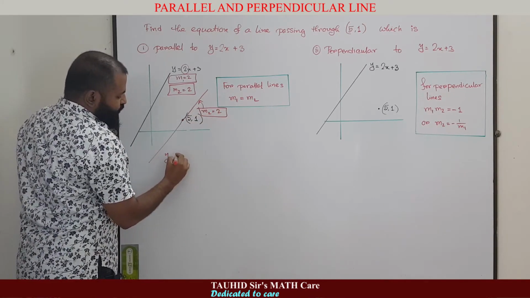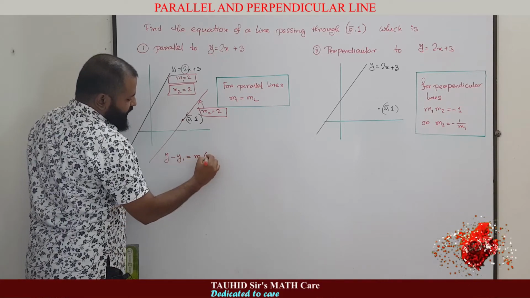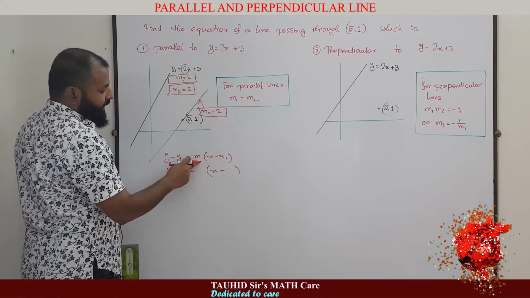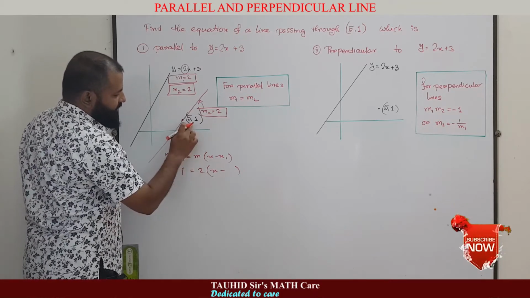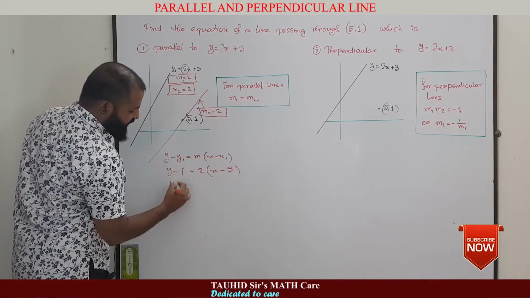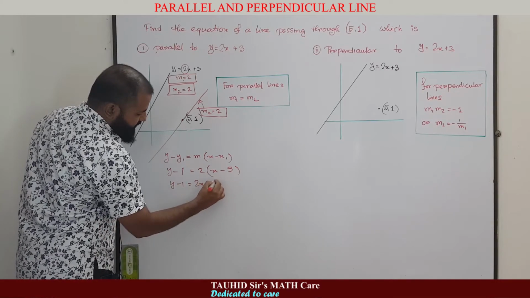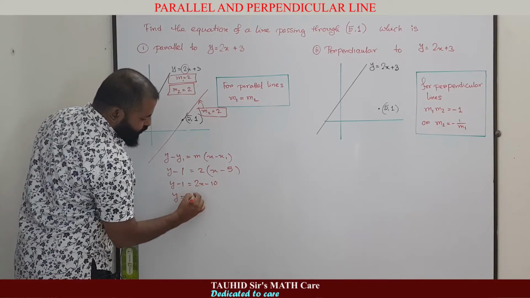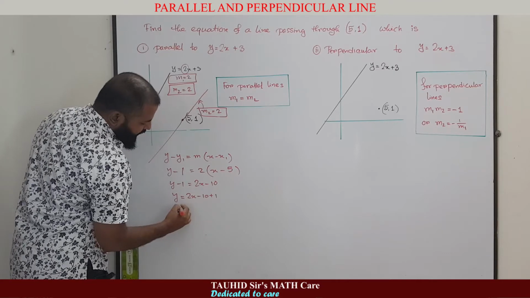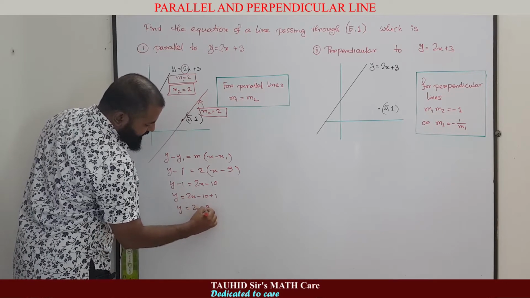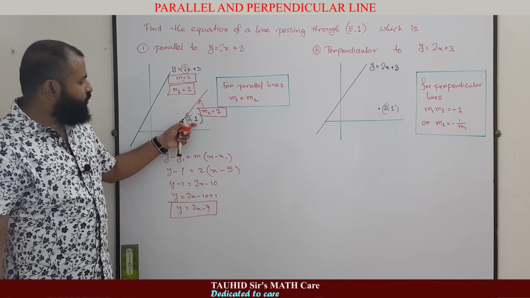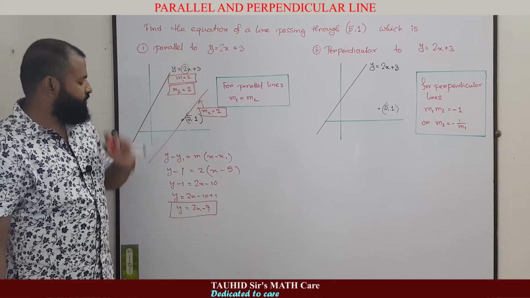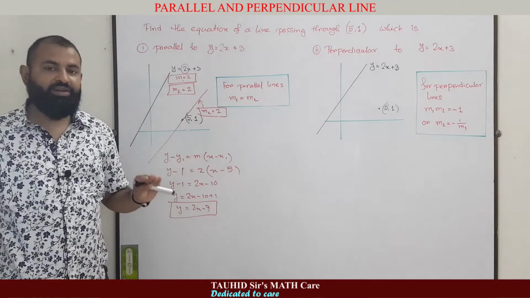Equation of a straight line: y minus y1 equal to m into x minus x1. Here m is 2, y1 is 1, x1 is 5. So y minus 1 equal to 2x minus 10, y equal to 2x minus 10 plus 1, y equal to 2x minus 9. This is the equation of a straight line passing through (5, 1) and parallel to 2x plus 3. Both have the same gradient 2.